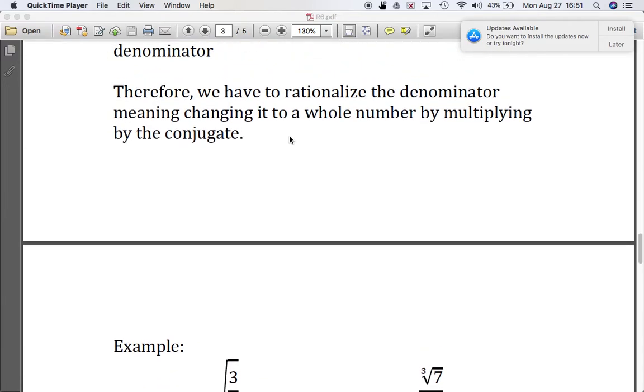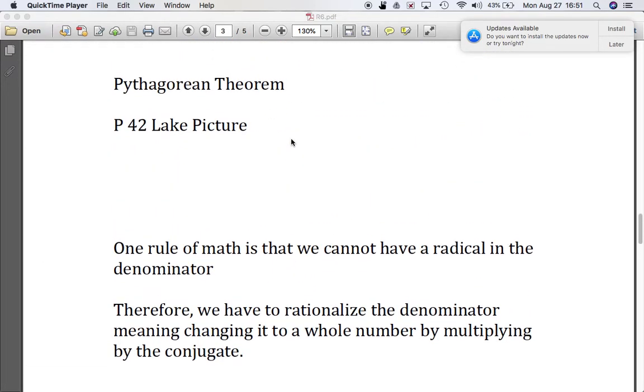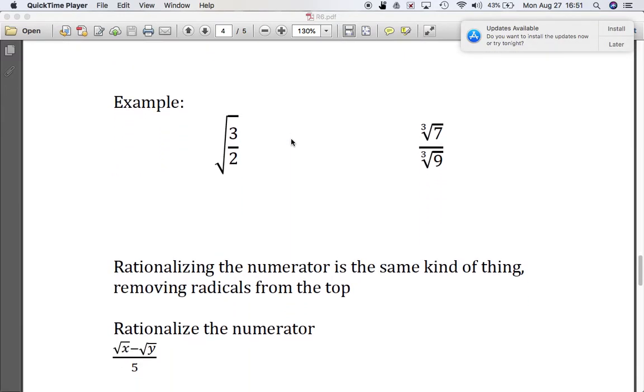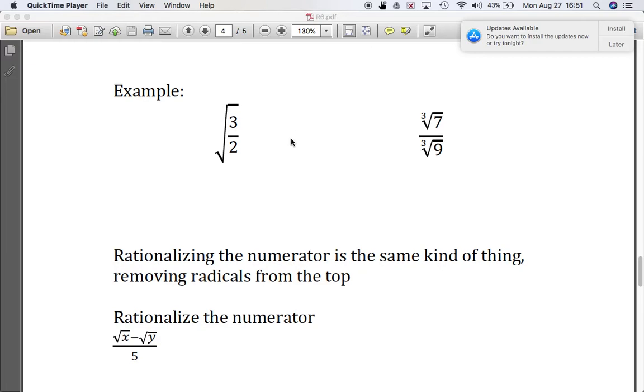I mentioned last time rationalizing the numerator, I think, at one point. If not, maybe that's a different video, but it's okay. I will talk about rationalizing the denominator and the numerator right now.